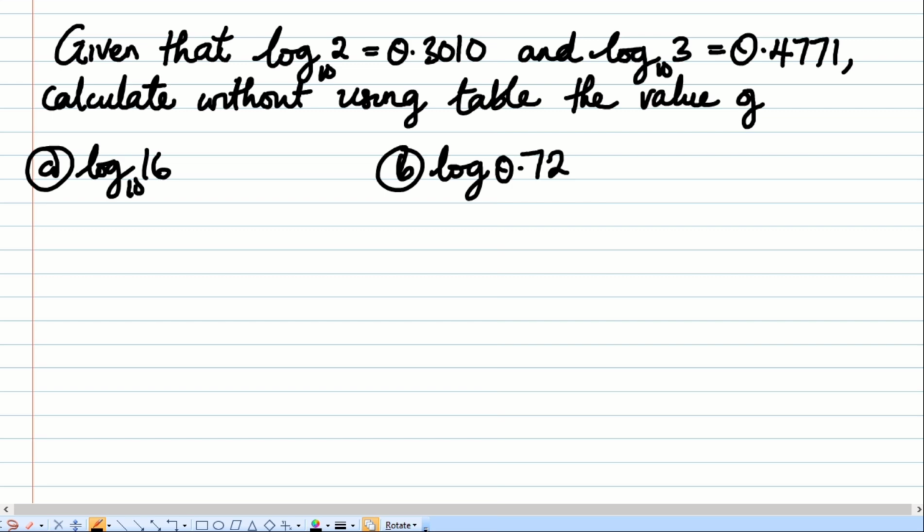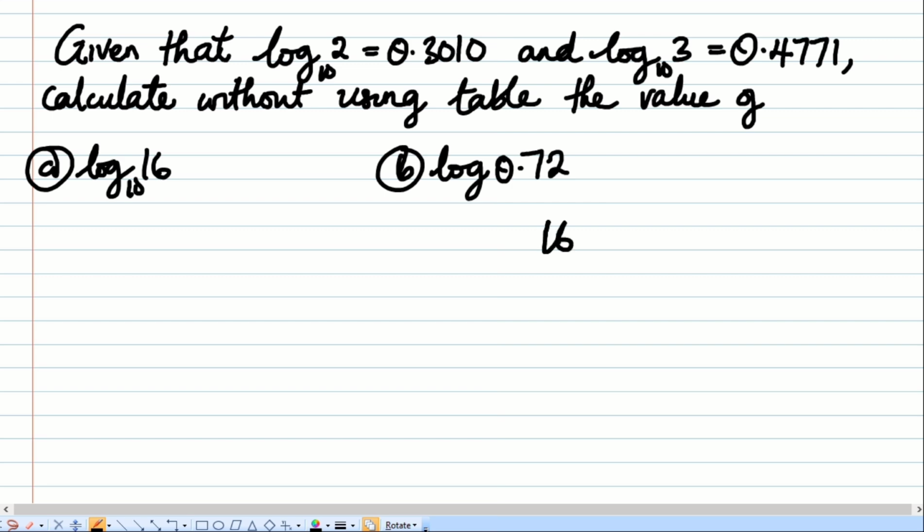So now, just like in indices, it is basically the same concept. We want to put everything in the same base. All right, so you see that from the question we are given the value of log to the base 10 of 2 and log to the base 10 of 3, and in this question we have log to the base 10 of 16. Now we can't do much here because we don't know what the logarithm to the base 10 of 16 is, so we want to break 16 down.